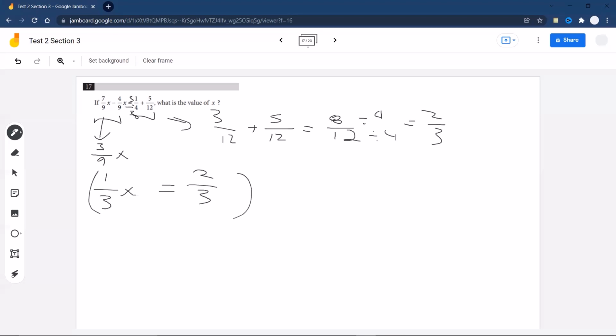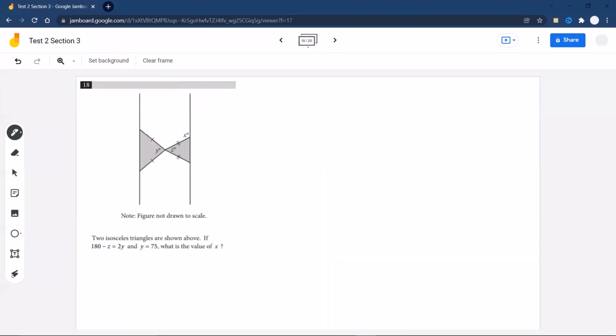Now, we can finish this up by multiplying both sides by 3. 1/3 x is equal to 2/3. If I multiply both sides by 3, then both the 3's will cancel, and I'll simply get x is equal to 2, right? Just an algebra problem and fairly simple solution here. Great.